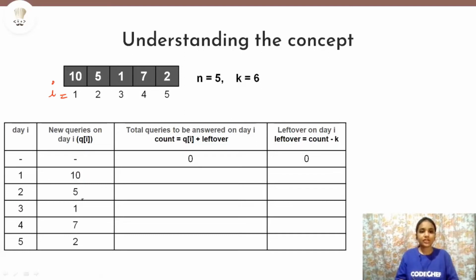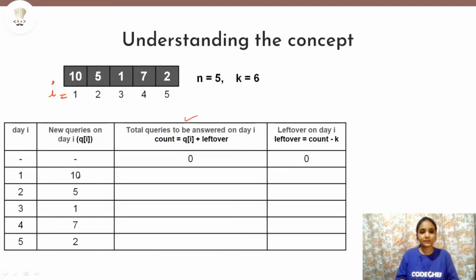On day 2, chef will receive 5 new queries and so on. Now the third table, the third column, it represents the total number of queries that the chef has to answer on any particular day. So the concept here is that the leftover queries from the previous day were to be accumulated on the next day. That is why we need this column here.